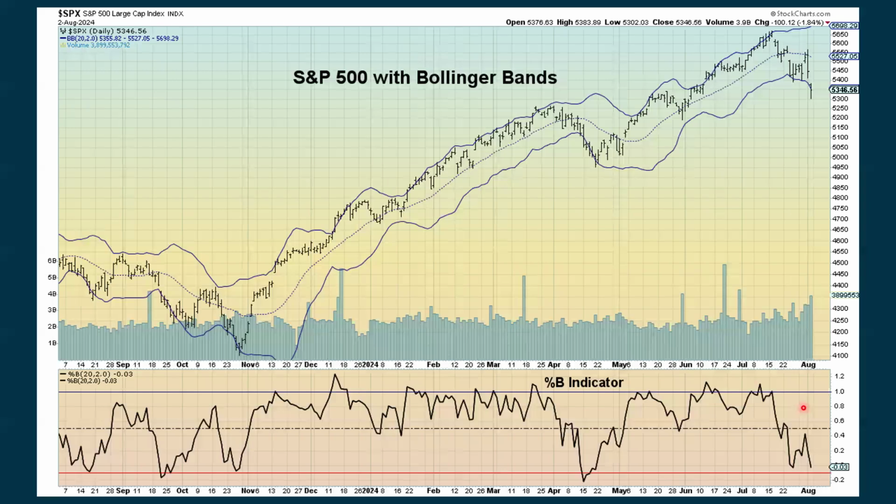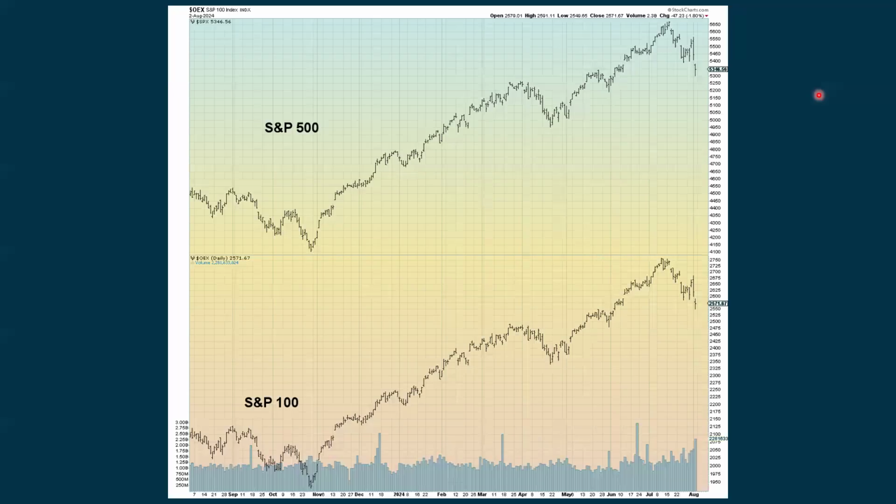Okay, the percent B, also negative, below the midpoint, but not giving us an extreme reading right now. We're still inside of the lower Bollinger Band. And then looking at the S&P 100, which is starting to underperform the S&P 500. It had been outperforming on the way up. Now that we're seeing more weakness, because these are the biggest stocks that make up the S&P 500, we're seeing more weakness right here. Even though we're not seeing a real divergence here with the charts, there actually is more of a convergence. They're going more in lockstep with each other.